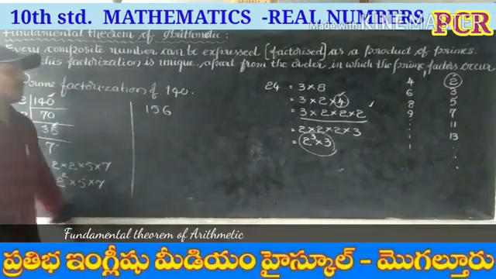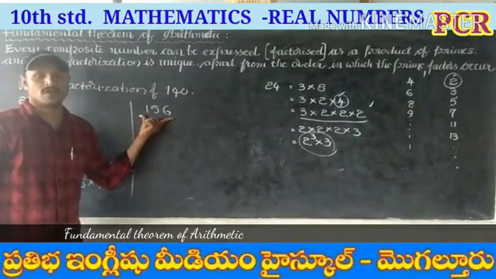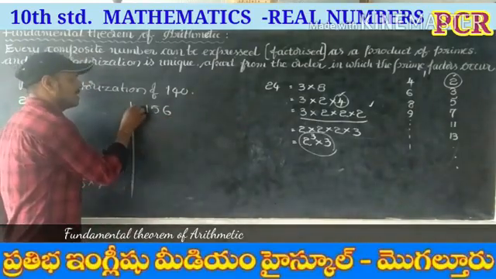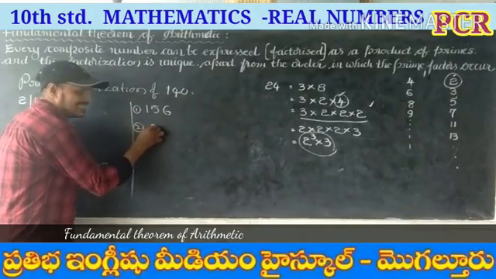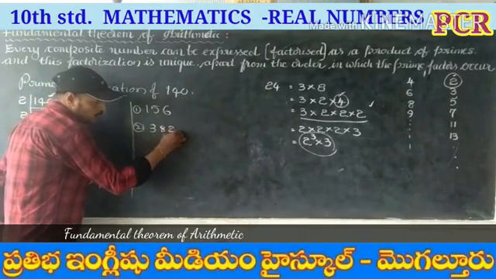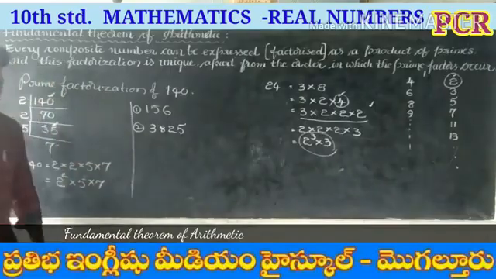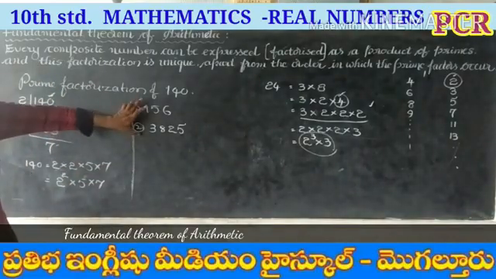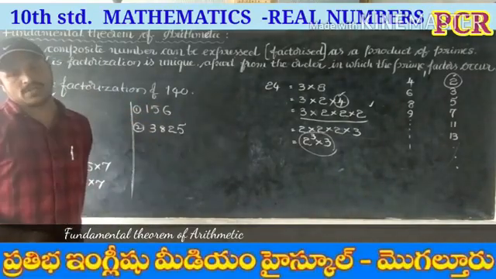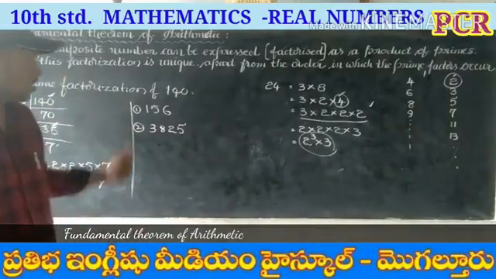You can try these two numbers. 156: write 156 as the product of prime numbers. And another problem, 3825. So you try the prime factorization of these two numbers.